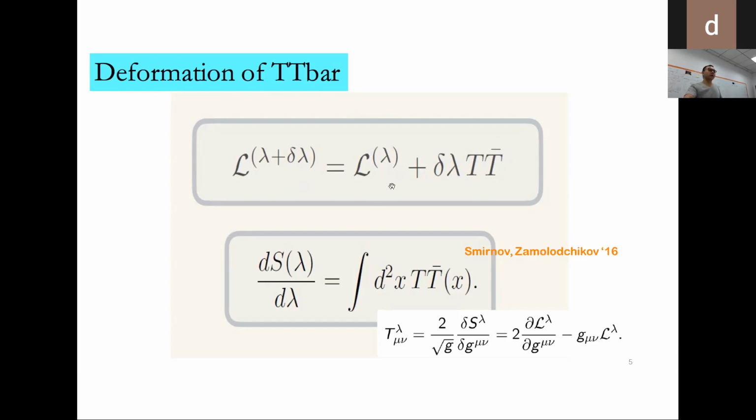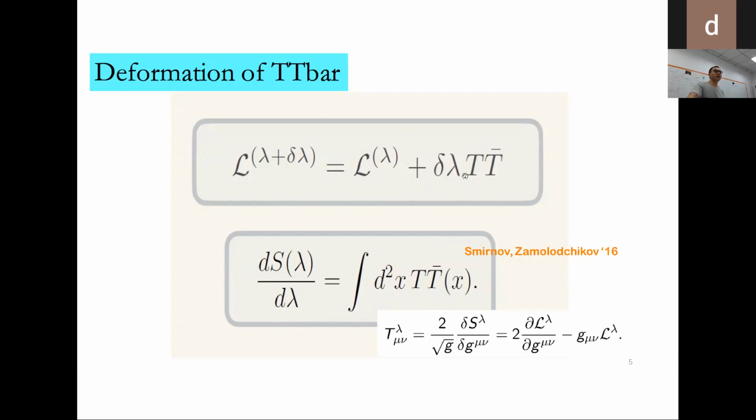Normally, if you start from some IR theory and add the so-called TT bar deformation, where the energy momentum tensor is generated by the original theory, you can recursively flow this IR theory up to the UV. Normally it's hard to solve, but in some special cases the effective action can be solved by the so-called flow equation proposed by Smirnov and Zamolodchikov 5 years ago.